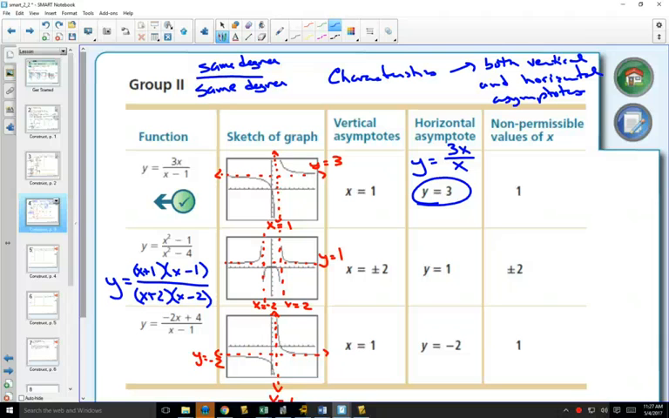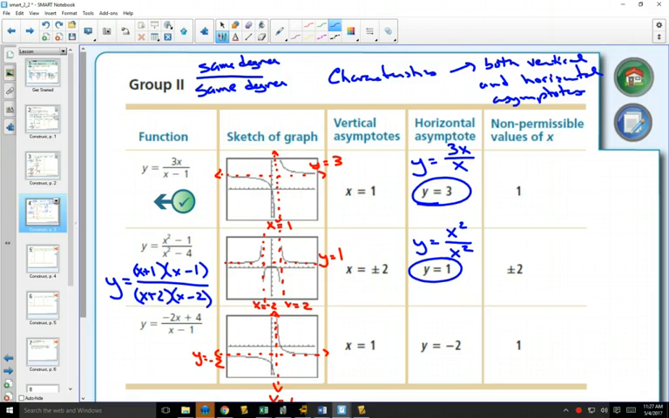So look at the second one. What's our highest power? It's an x squared. If we just look at our x squareds, what do we have? We have 1x squared on the top and 1x squared on the bottom. If you simplify that, you just get y equals 1. And that's our horizontal asymptote.